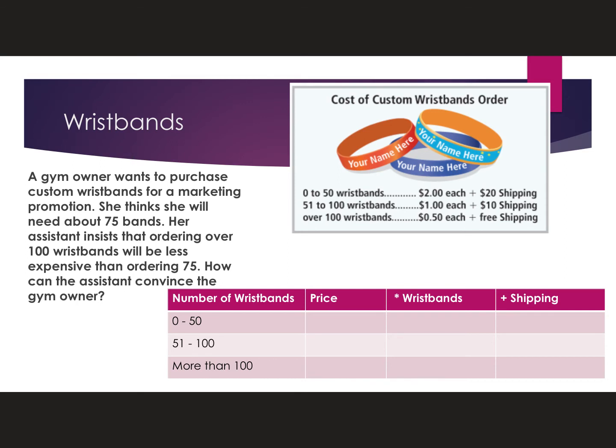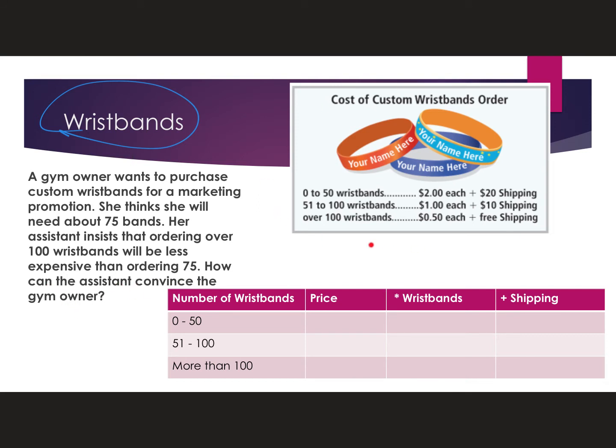Okay, so now let's look at another situation. We're looking at buying wristbands. A gym owner wants to purchase custom wristbands for a marketing promotion. She thinks she'll need about 75 bands. Her assistant insists that ordering over 100 wristbands will be less expensive than ordering 75. How can the assistant convince the owner? So let's look at this first.